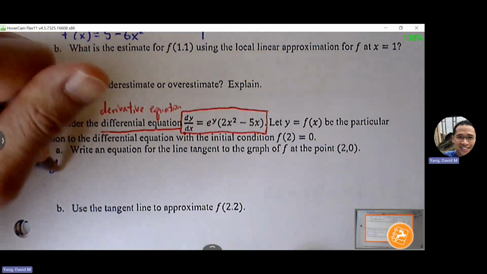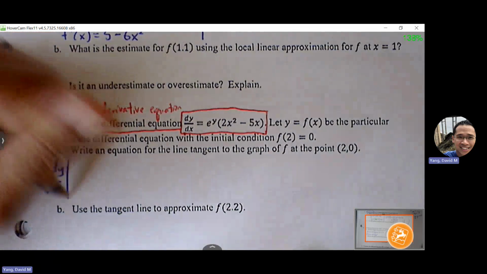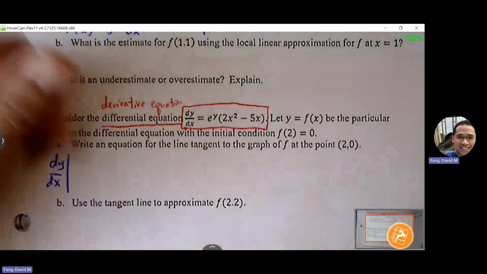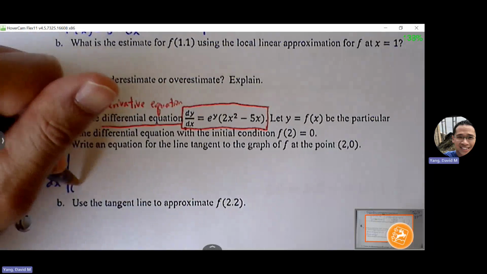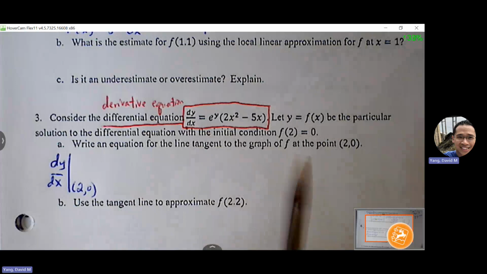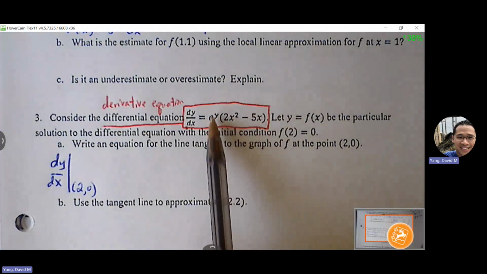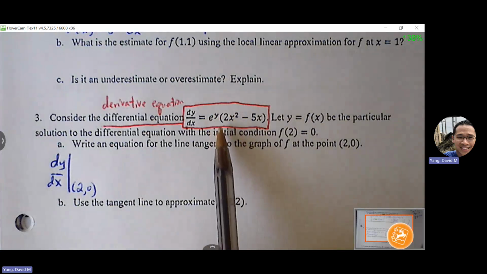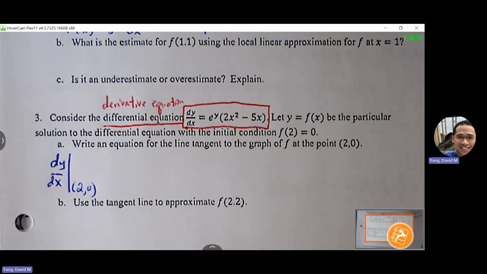Whenever we want to plug an ordered pair into something that requires both x and y, we use this notation here, dy/dx with a vertical bar (2, 0), because it requires more than just an x, right? Usually it's just the x that we need, but this derivative needs more information. So we need to give it both the 2 and the 0.